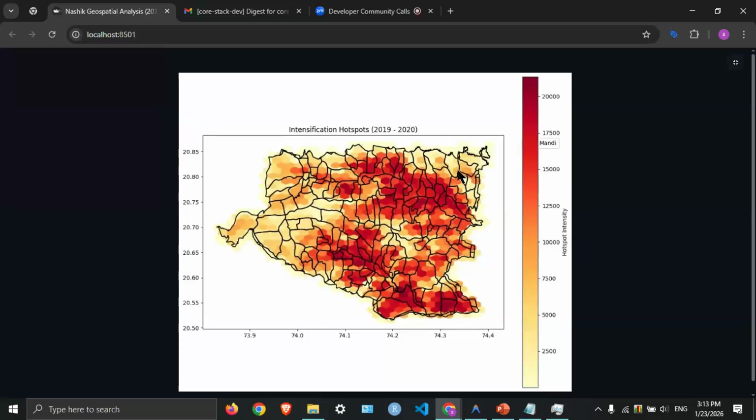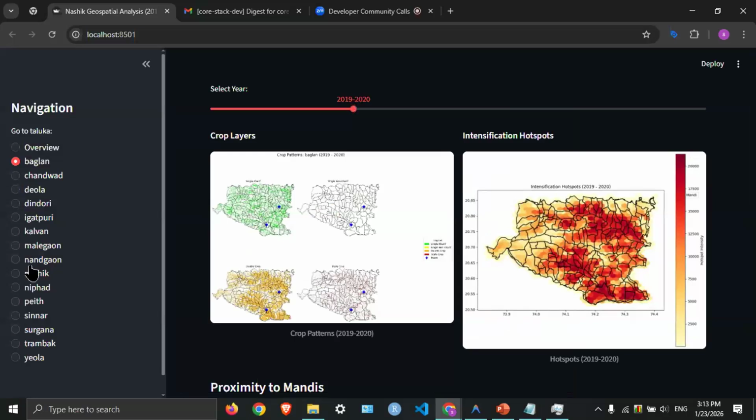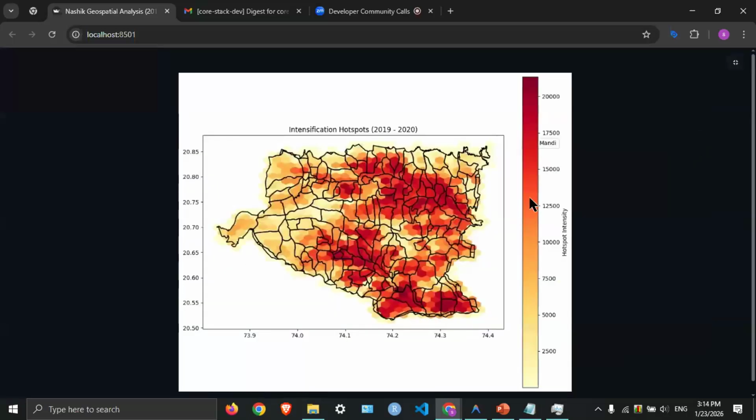Yes, so now the entire Nashik district predominantly has agriculture crops in single and double crop farming. So I set those two values, and based on those two values, I tried to plot the hotspot. So these are defining those two crops.